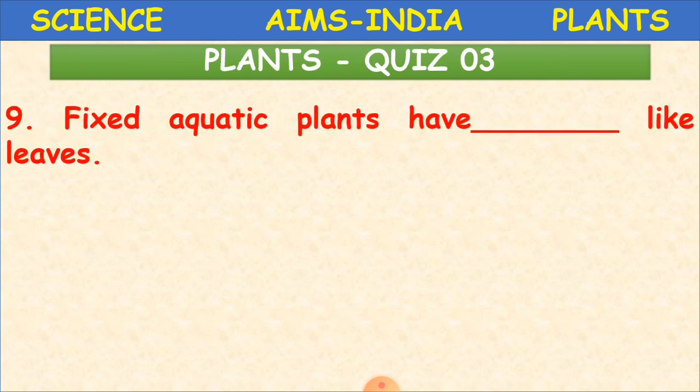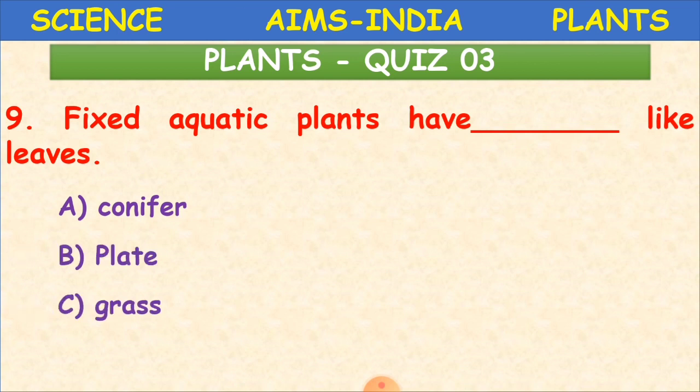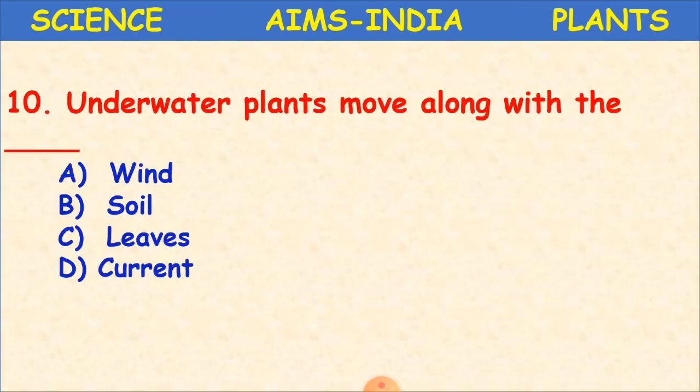Now, the next question for you. Fixed aquatic plants have dash-like leaves. A option is conifer-like leaves, B plate-like leaves, C grass-like leaves, or pot-like leaves. What type of leaves do they have? Yes, it is the B option, plate-like leaves. Clear, children? Like lotus, for example. It has plate-like leaves.